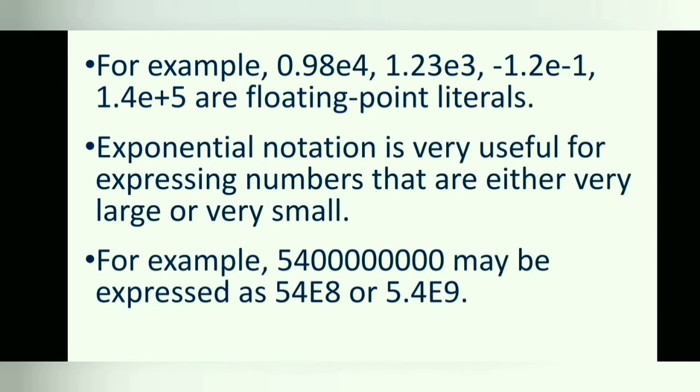For example, 0.98e4, 1.23e3, 1.2e-1, 1.4e+5 are the floating point literals. Exponential notations is very useful for expressing numbers that are either very large or very small. For example, 54 with 8 zeros may be expressed as 54e8 or 5.4e9.